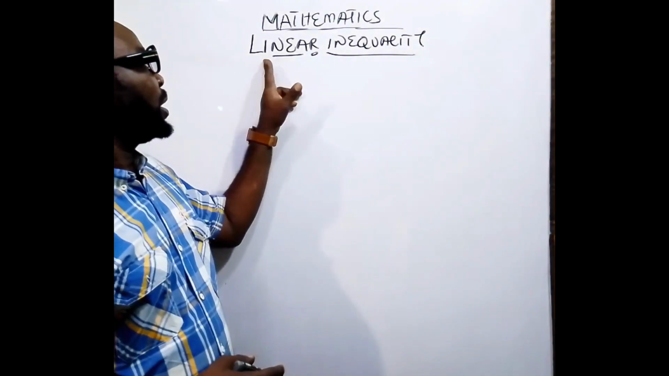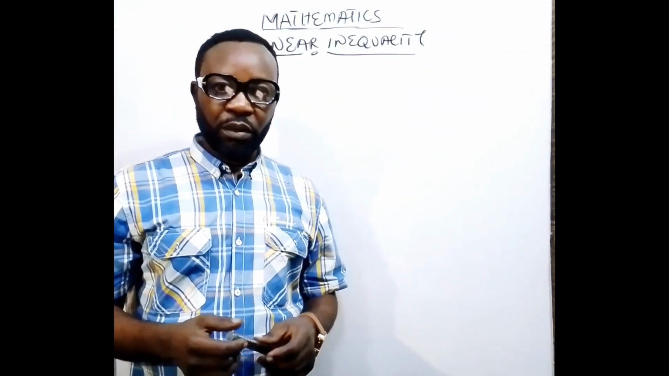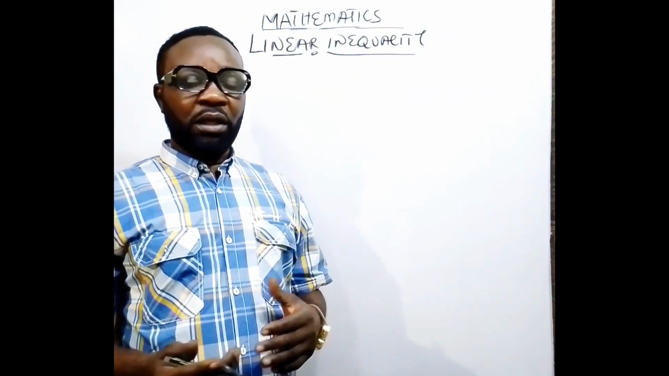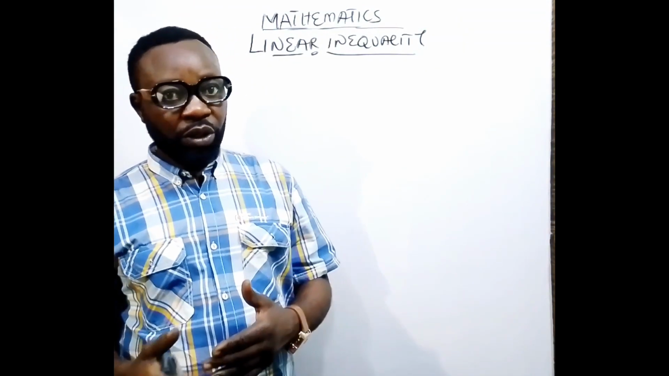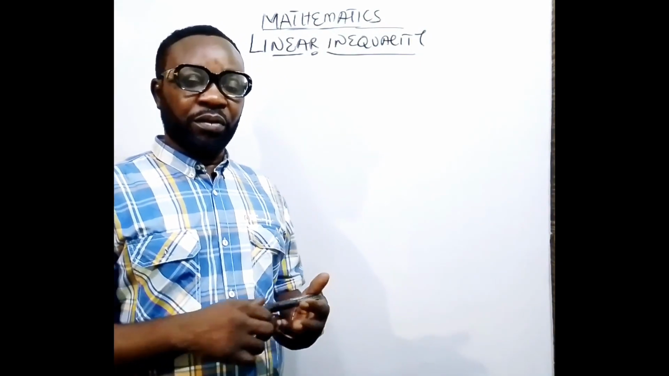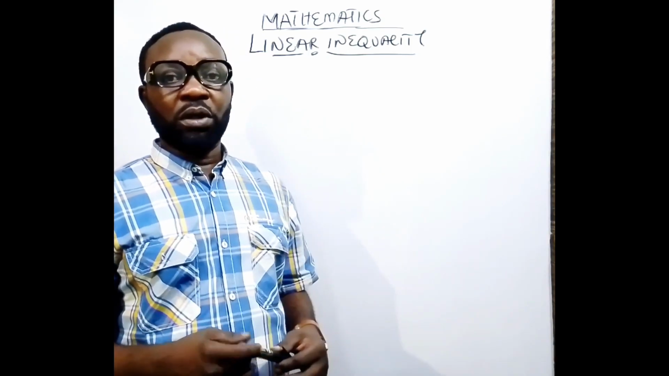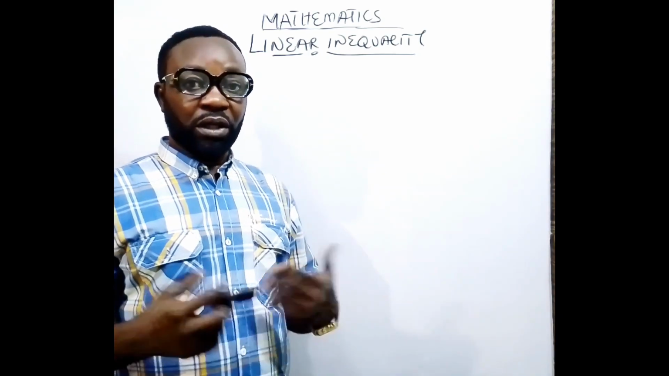We are having a topic on mathematics to deal with. It is called linear inequality. Linear inequality is gotten from the word linear equation. What is different between them is that in an equation, the equal to sign that is in between the expressions given to us will be changed to an inequality sign.